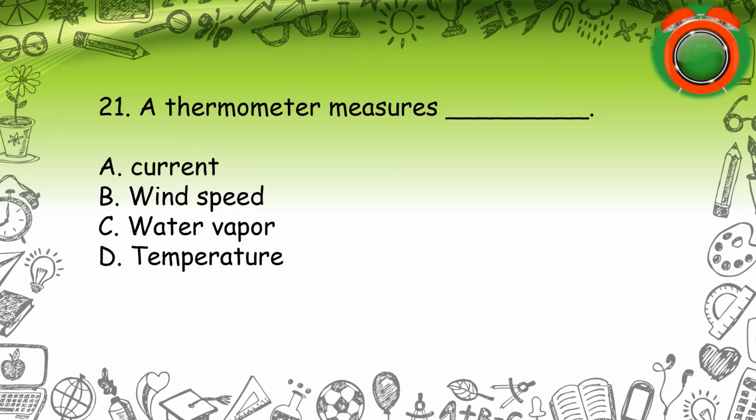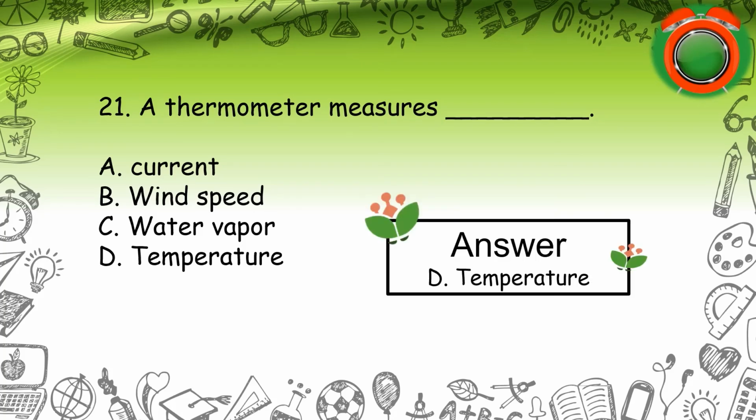Number 21 question. A thermometer measures blank. A. Current, B. Wind speed, C. Water vapor, D. Temperature. The correct answer is D. Temperature. And I guess this one doesn't need an explanation.